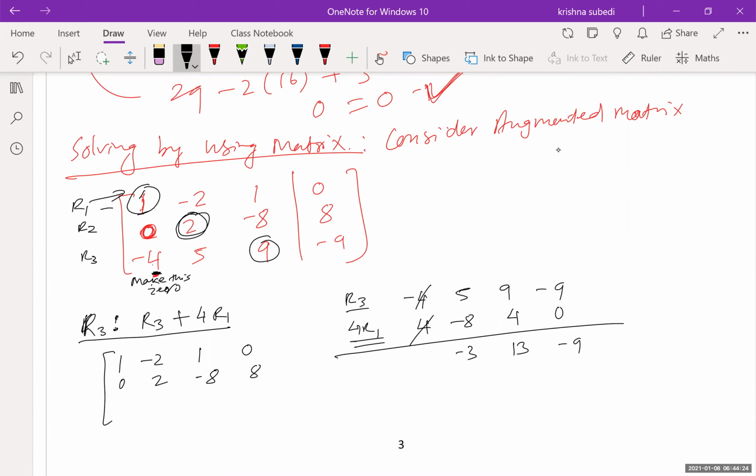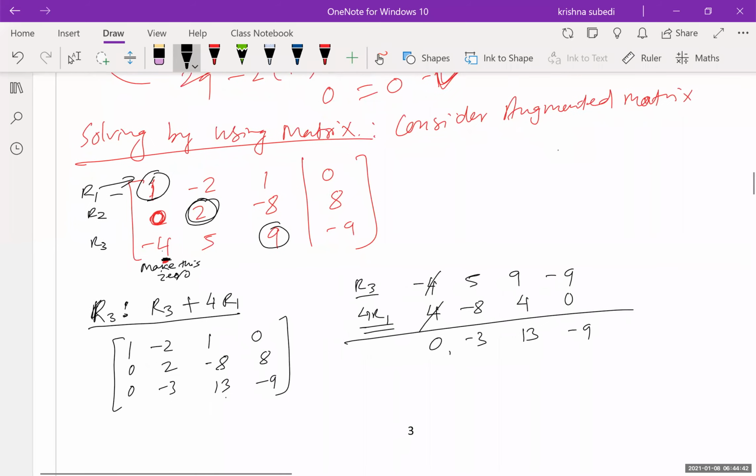So I just want to copy this down here. -3, 13, -9. Oh, sorry. The first one is 0. The first one is 0, -3, 13, and -9. All right. So this first column, whatever we are supposed to do, we are done. Now, this is called pivot. Again, we'll talk about the meaning of pivot later.